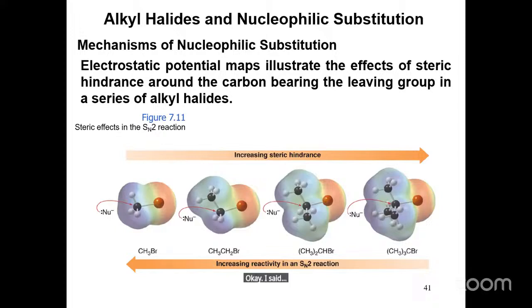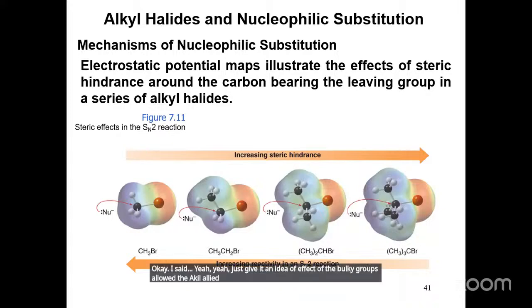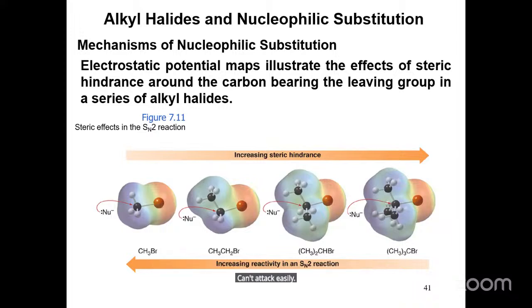Here you are just given an idea of the effects of the bulky groups around the alkyl halide. You can see that for the methyl, the nucleophile can attack easily, but for the ethyl, something is there to disturb it slightly. When you get to isopropyl, you can see that the nucleophile is almost struggling. By the time you get to the tertiary, it won't have any access at all because of the bulky groups around it. That's what they are trying to show here.